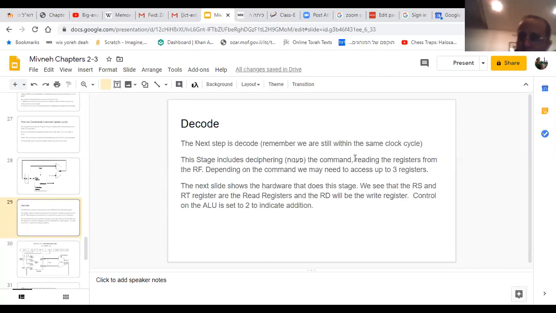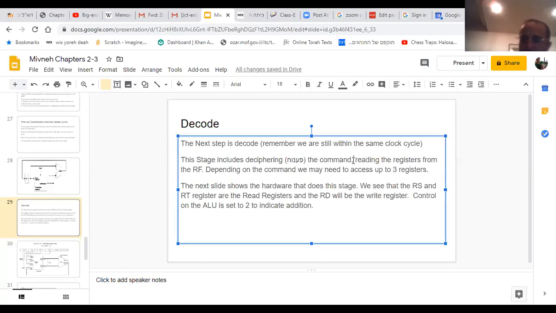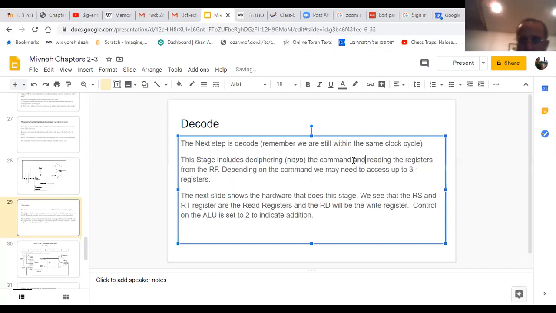And reading the registers from the RF. Depending on the command, we may need to access up to 3 registers, right? If it's an add command, we need to do 3 registers. If it's a load word command, it's just 2 registers. But either way, we need to get something from the registers.